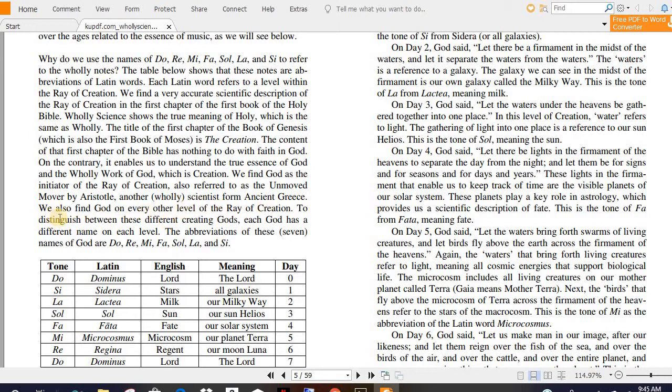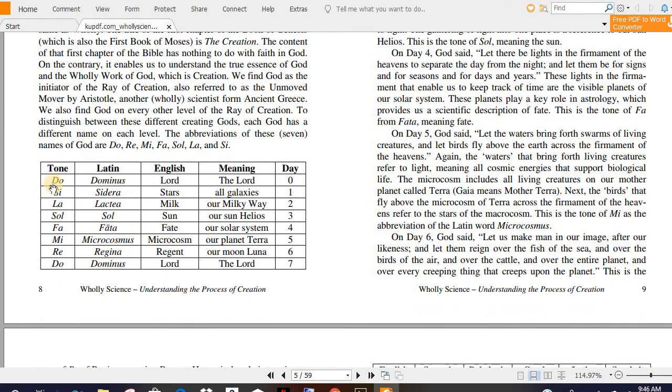We also find God on every other level of the ray of creation. To distinguish between these different creating gods, each god has a different name on each level. The abbreviations of these 7 names of God are do, re, mi, fa, sol, la, and si.